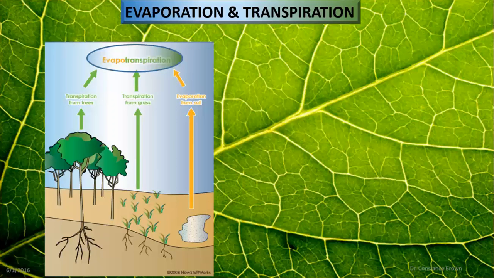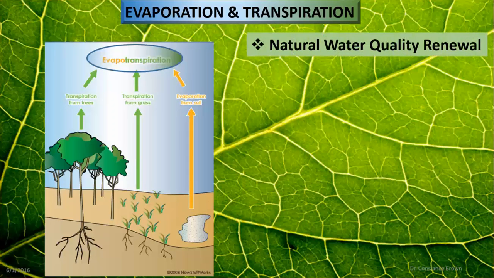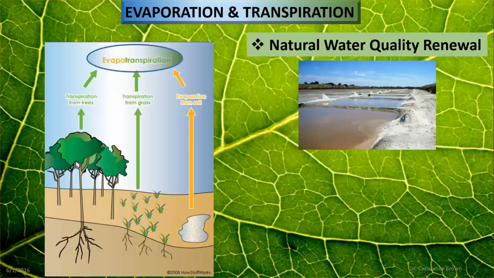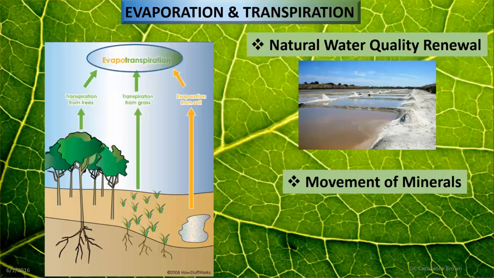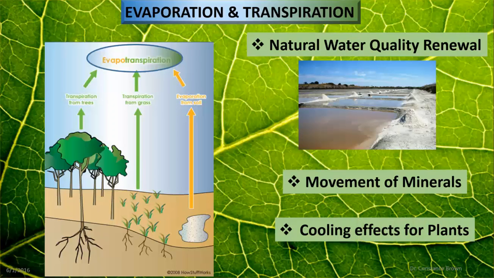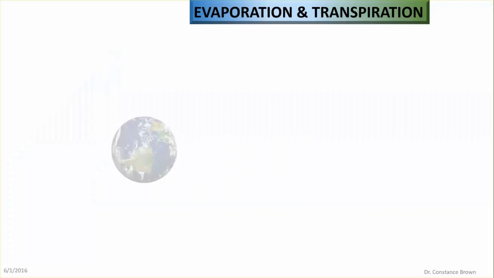Evaporation and transpiration, along with precipitation, are the three processes responsible for the natural renewal of water quality. As water evaporates, it leaves impurities behind, such as salts seen here in these salt ponds. Plants acquire minerals from the soil as water is pulled in by the transpiration process. Transpiration also helps to keep the plant cool, a form of evaporative cooling.